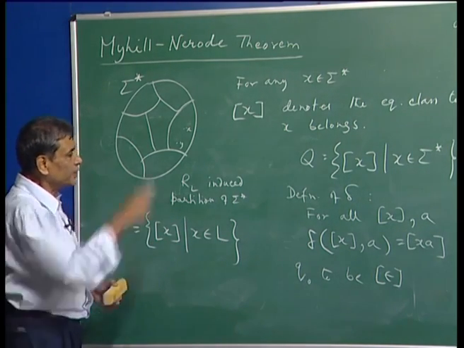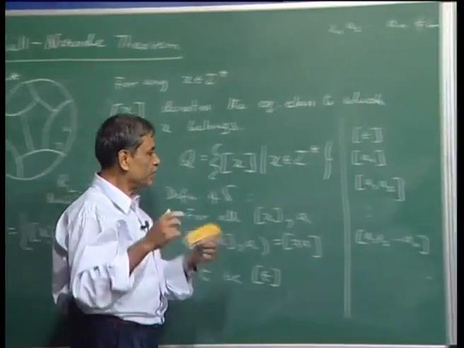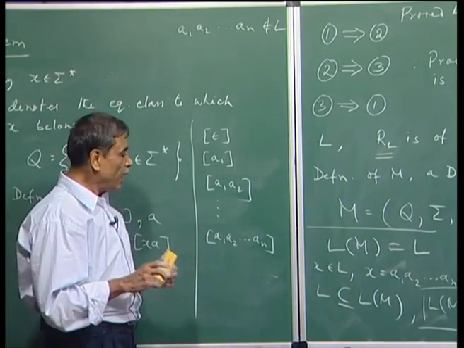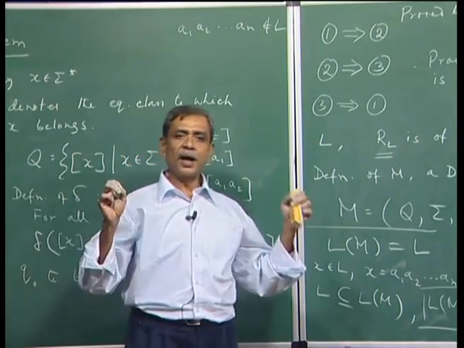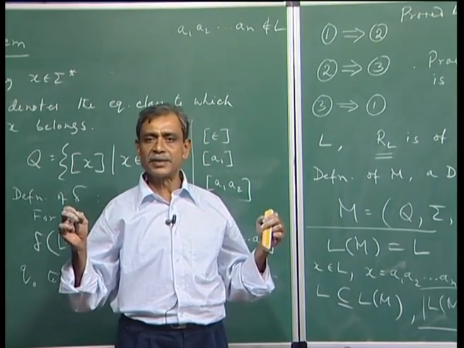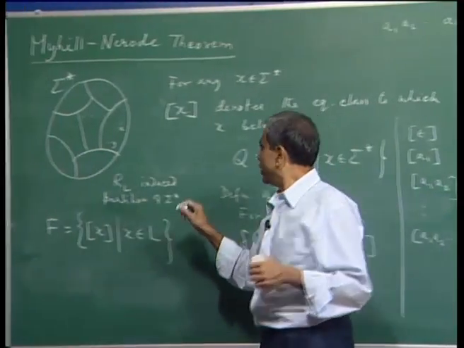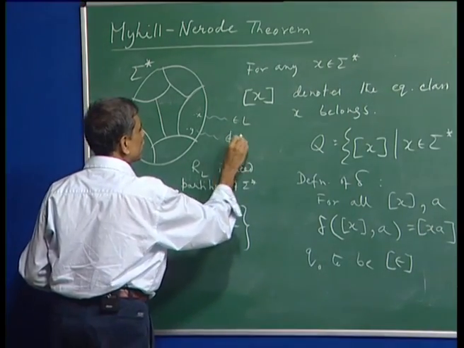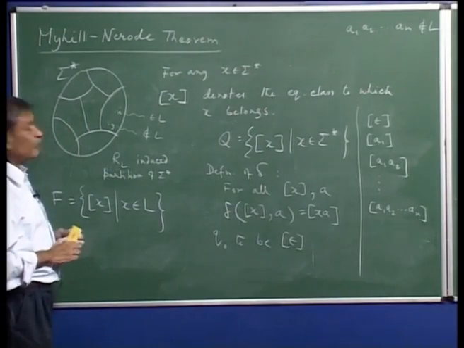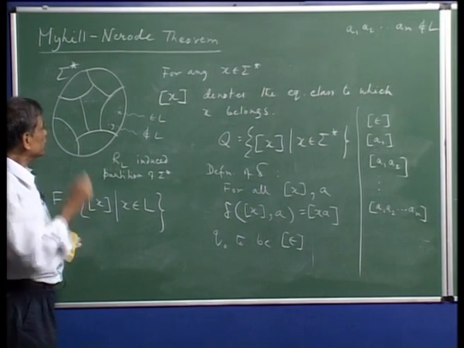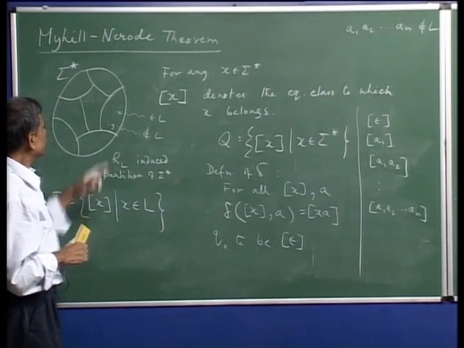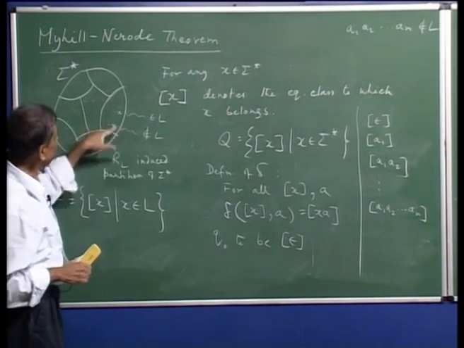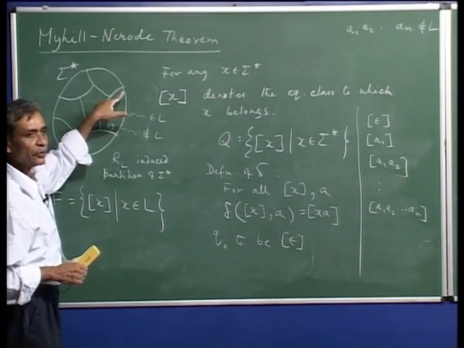Now, you might wonder, it looks like we are just waving hands and proving things, but this proof is rigorous. You might wonder, if I have an equivalence class of R_L, can it happen that x is in the language and y is not in the language? It can't ever happen, because consider just the string epsilon. x epsilon will be in the language, but y epsilon will not be in the language, and that would mean that x and y could not be in the same equivalence class.